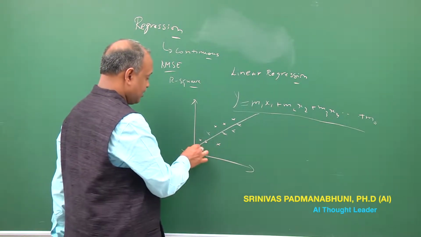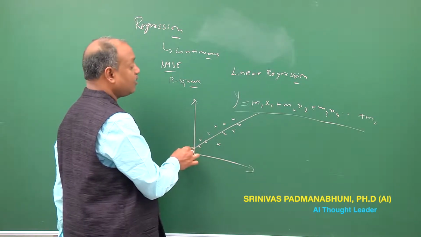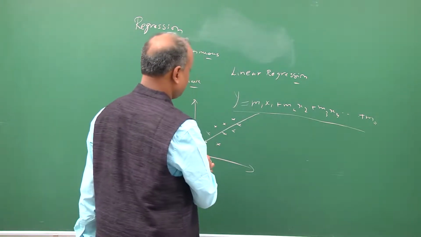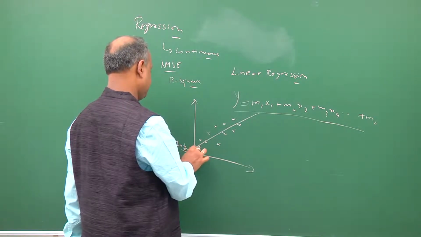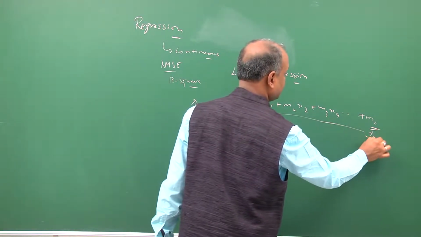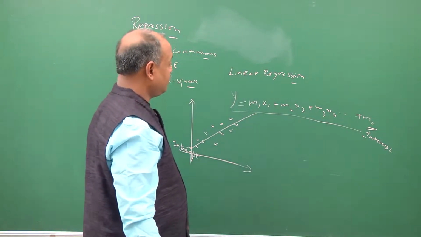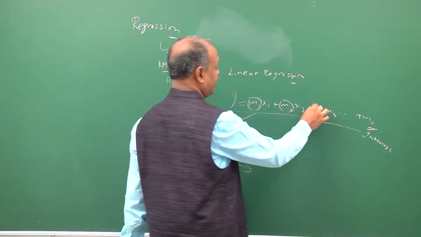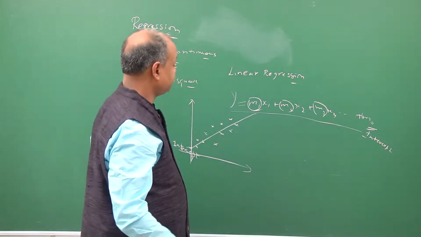So here, the point where the line touches the origin, or when x equals 0, is called the intercept. So that is the intercept. And then the parameters here are the coefficients of each of the variables.